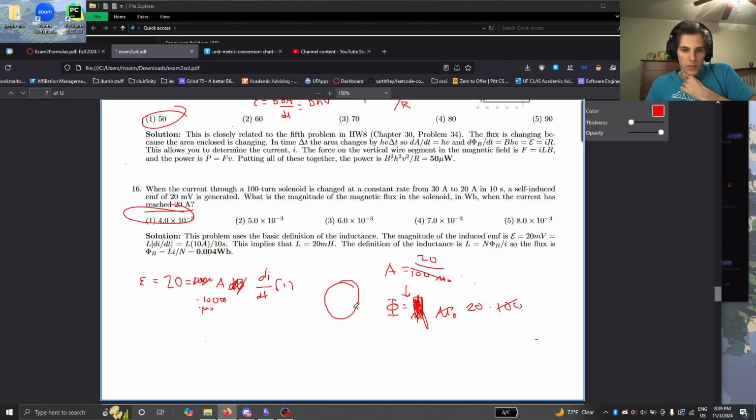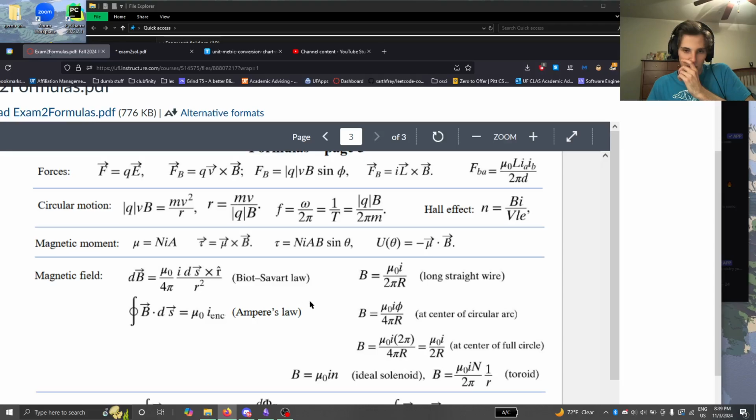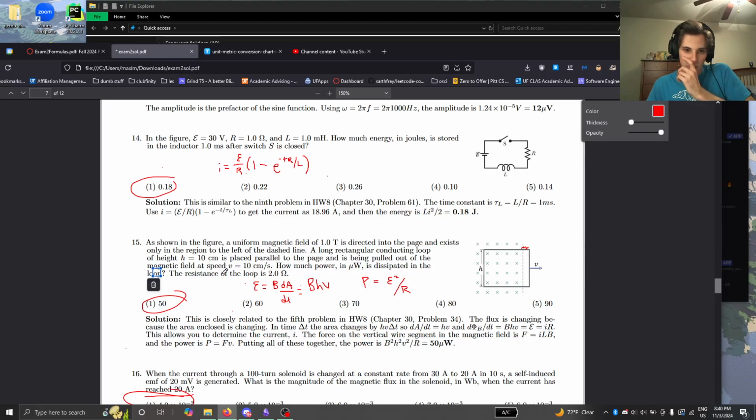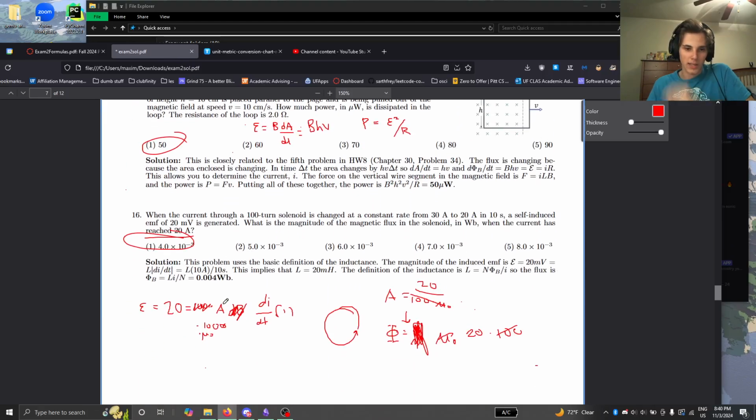Here you have a solenoid, and you're basically given an EMF, and you're given everything you need. The formula for B field in a solenoid is mu naught IN. So you can plug that all in, and that will give you the area of the solenoid.